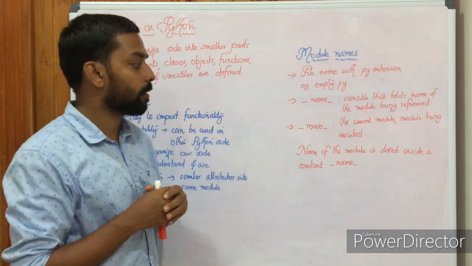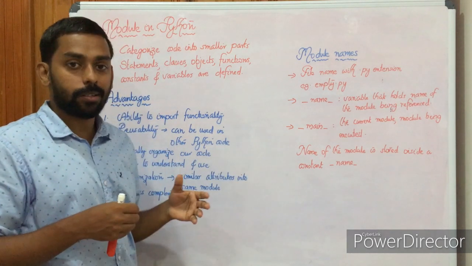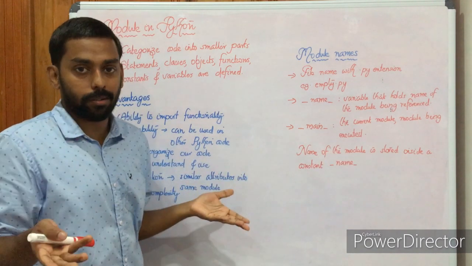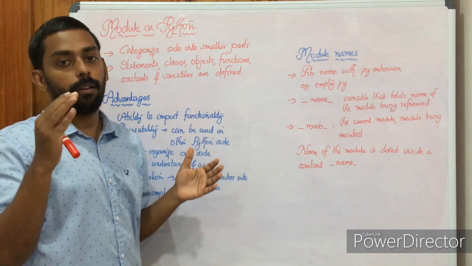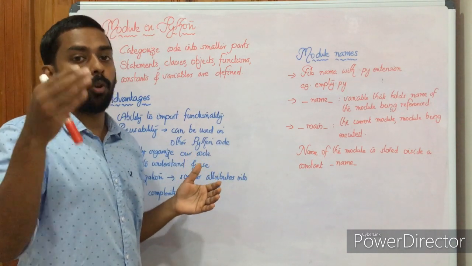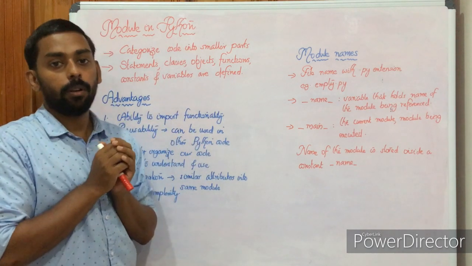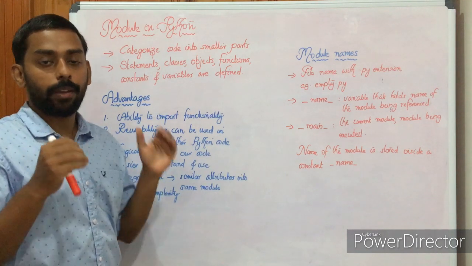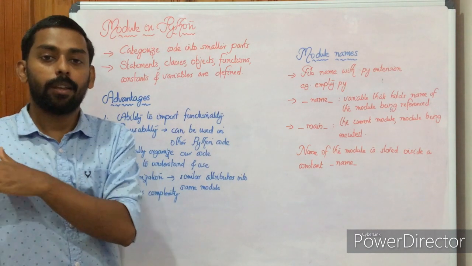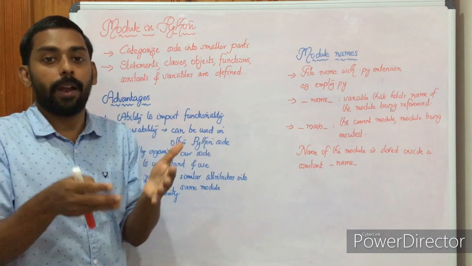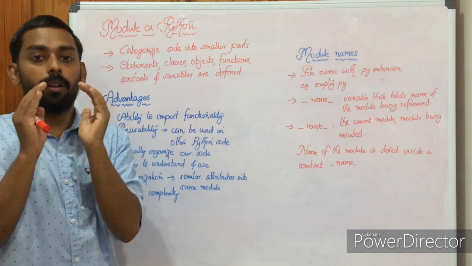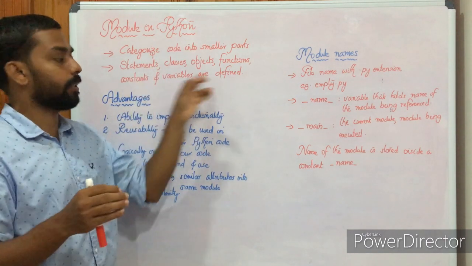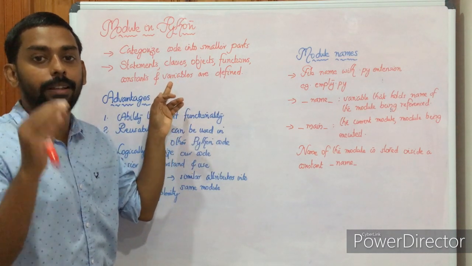The name of the module is stored inside a constant called __name__. Here, what is __name__? It is a variable, or we can call it a constant also, which stores the name of the module, and __main__ is the current module, or the module which is being executed. So this is all about modules in Python. A module is used to categorize Python code into smaller parts, and statements, variables, constants, functions, and classes are all defined in a module. All these components are the ingredients of a module.